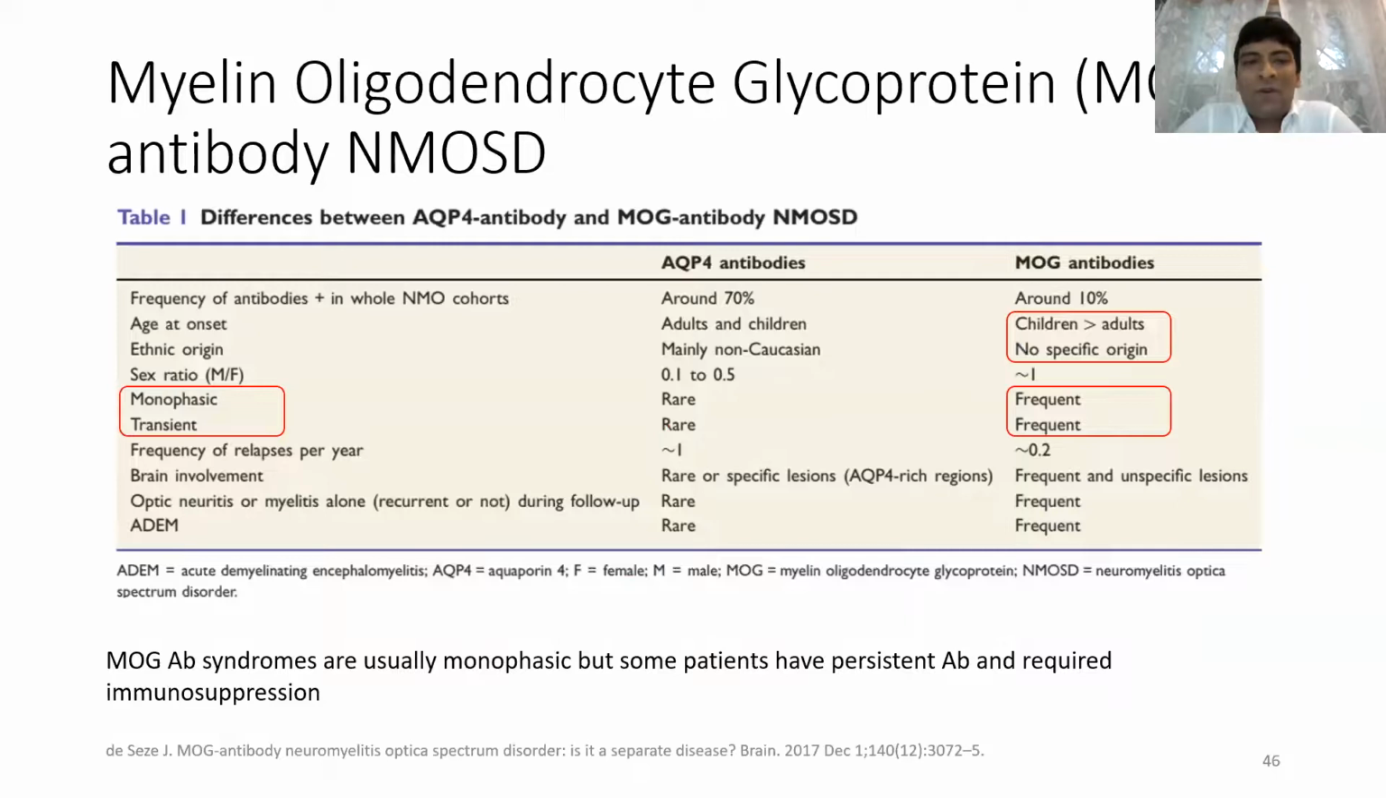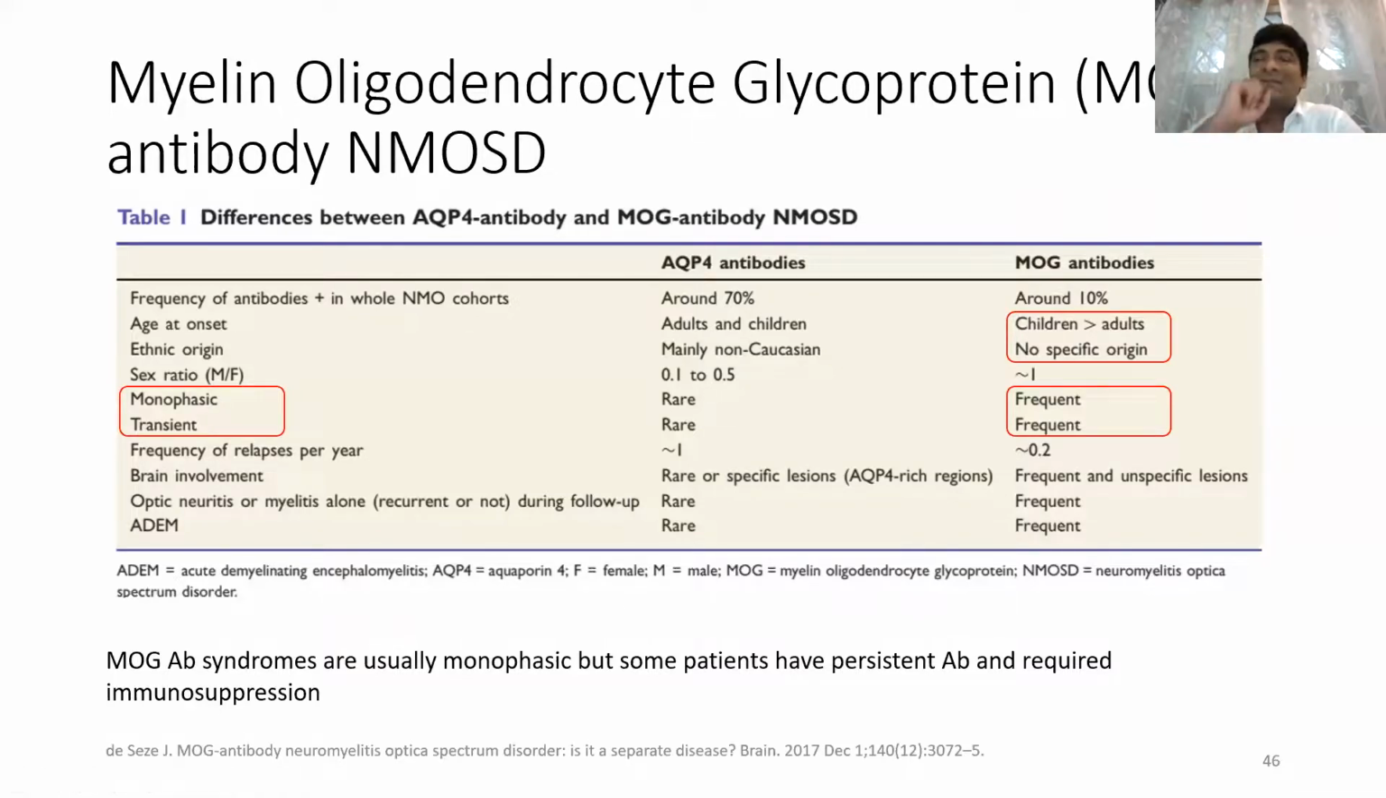A brief word about MOG antibodies. So MOG antibodies more often occur in children, and unlike aquaporin, which clusters in Asians and so forth, MOG occurs in all population groups, but it's much less common, around 10% versus 70% of aquaporin positive NMOs. Most of the time, MOG antibody syndromes are monophasic and transient. But there are a subset who develop persistent antibody positivity who require immunosuppression.